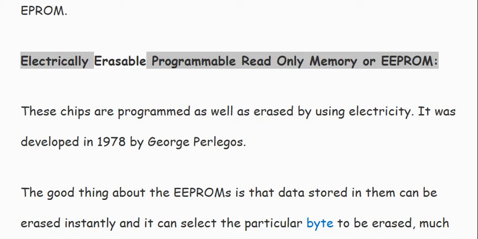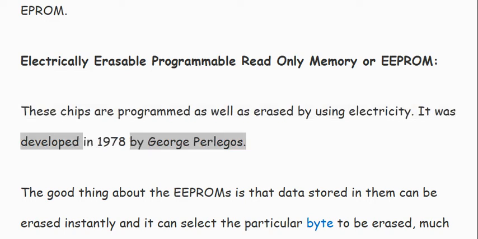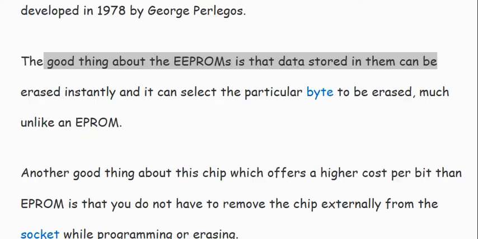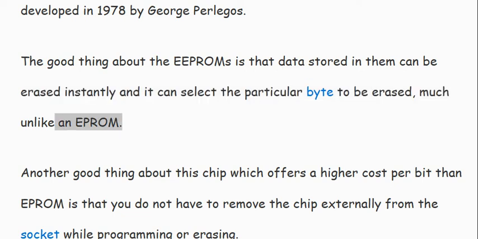Electrically erasable programmable read-only memory or EEPROM. These chips are programmed as well as erased by using electricity. It was developed in 1978 by George Perlegos. The good thing about the EEPROMs is that data stored in them can be erased instantly and it can select the particular byte to be erased, much unlike an EPROM.